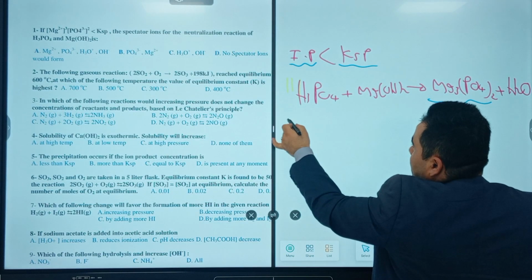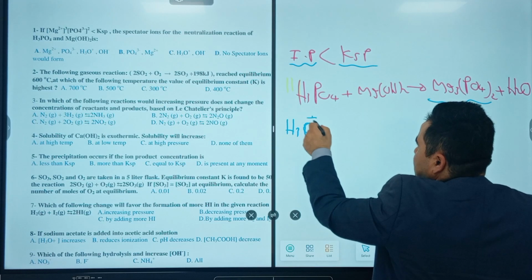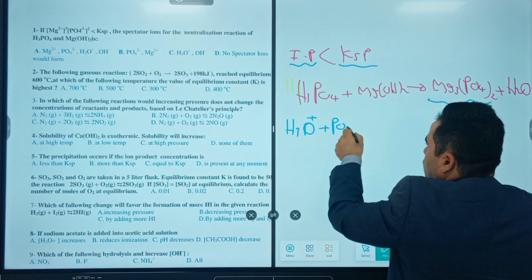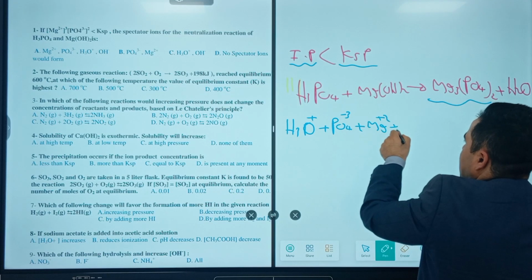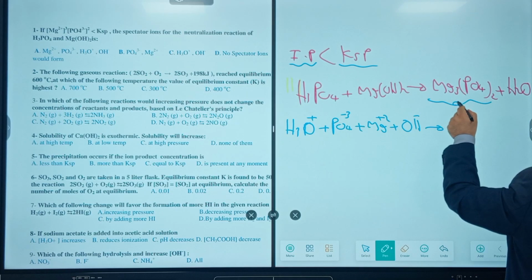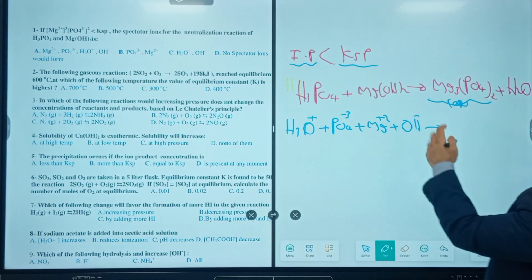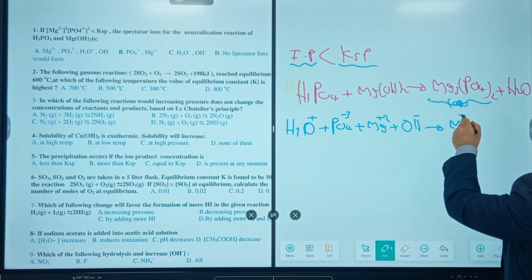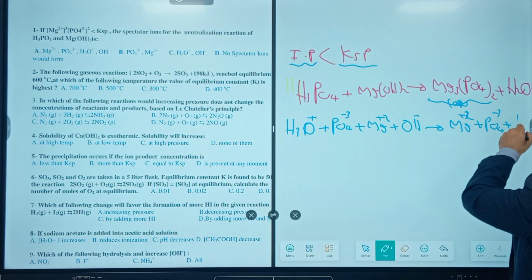Let us write the overall ionic equation: H3O+ plus PO4 3- plus Mg2+ plus OH- will produce, this is aqueous based on the given information, so we dissociate: Mg2+ plus PO4 3- plus H2O.